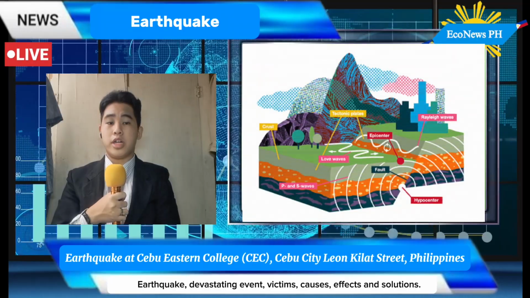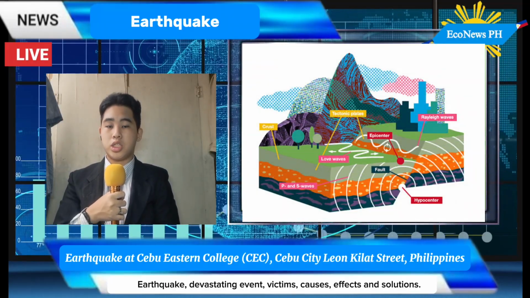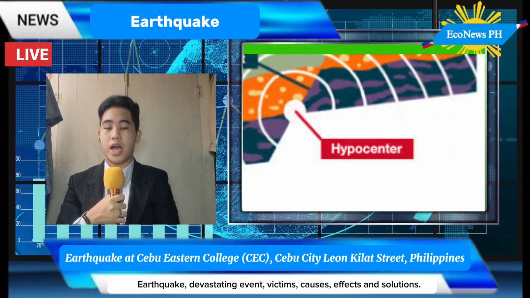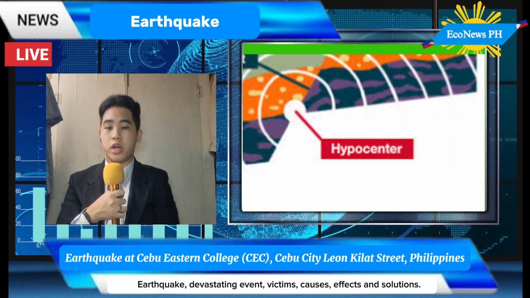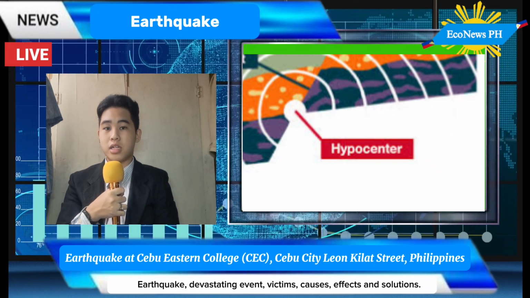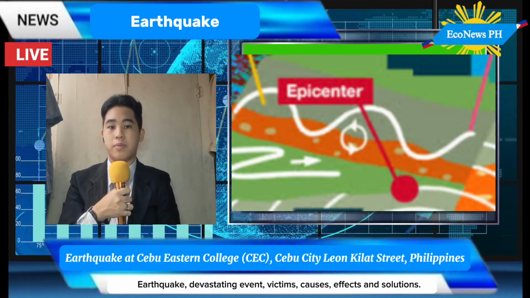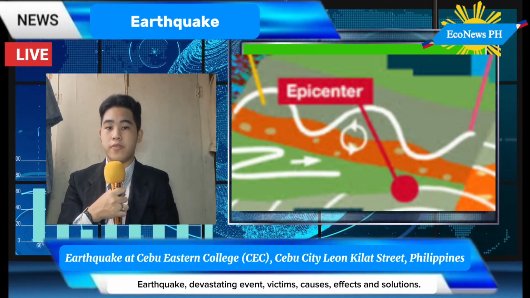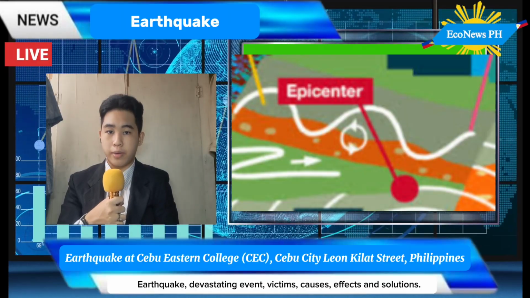To help everyone understand what happens during an earthquake, let me explain the parts shown in this diagram in the simplest way. First, we have the hypocenter. This is the place deep underground where the earthquake starts. It's the exact spot where the energy is first released. The epicenter. This is the point right above the hypocenter. On the surface of the Earth, it's where people feel the strongest shaking.